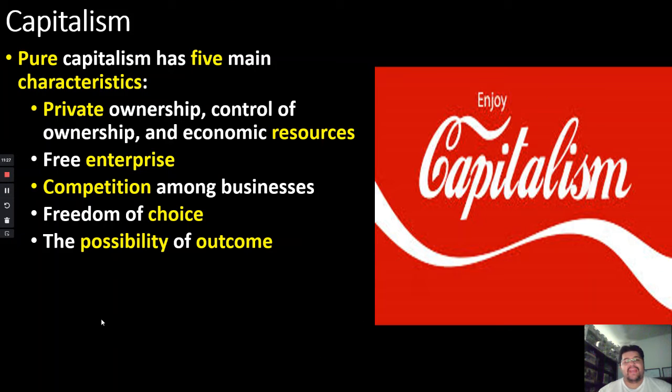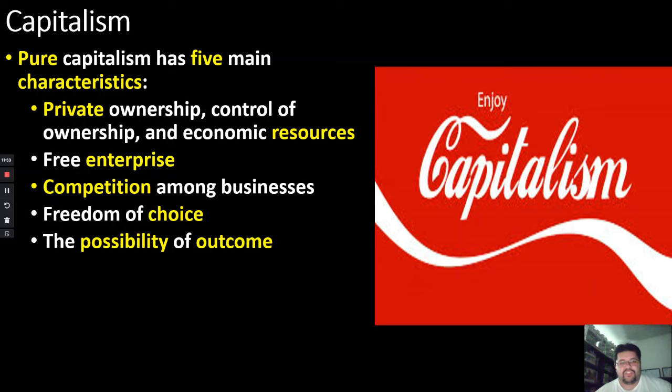So, in a pure capitalistic country, there are 5 characteristics. Number 1, private ownership, private control of the ownership and economic resources. What does that mean? If you started a store, you are the owner. You basically are accepting responsibility for everything of it. Whether it succeeds or fails, that's on you.